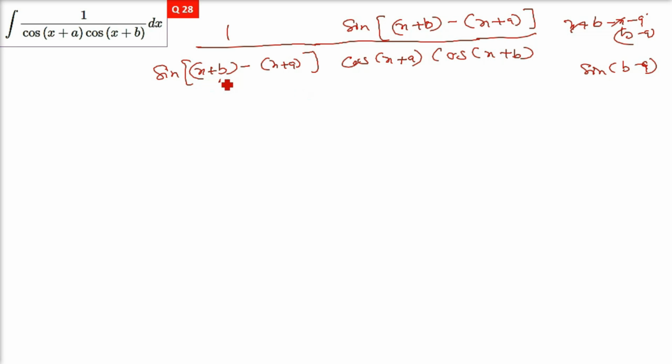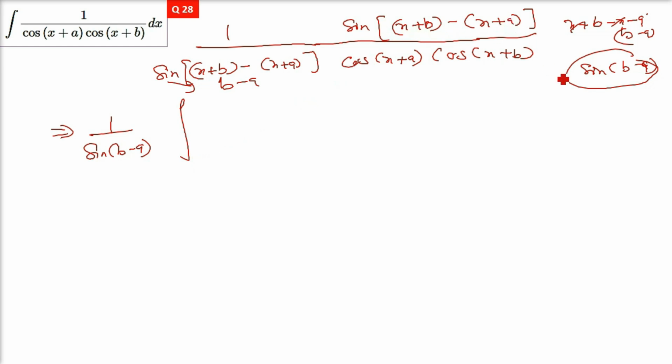Why do you do this? Isn't there a simple solution? I'm afraid not. So this sin(b minus a) is a constant. That's why you don't have to worry about the denominator. You can just separate this out from the actual integration. Sin(b minus a) goes out of the integration sign.